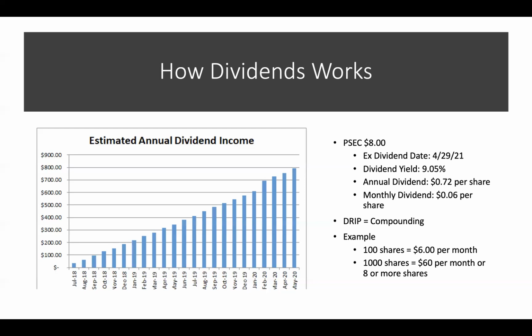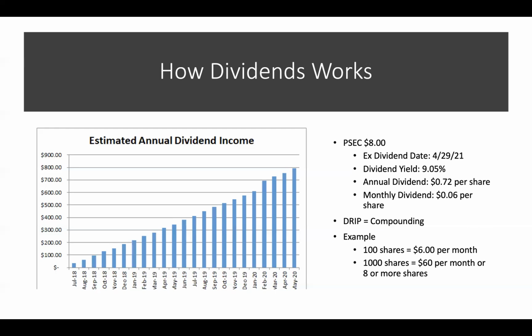All right. So you normally will see either the annual dividend or the monthly dividend. For PSEC, it pays out a total of 72 cents per share that you own annually. It pays out monthly. So every month, it has been consistent at giving 6 cents per share. So if I own, let's say, 100 shares, as an example, at 100 shares, I'm going to get $6 a month. If I have 1,000 shares, I'm going to get $60 per month.